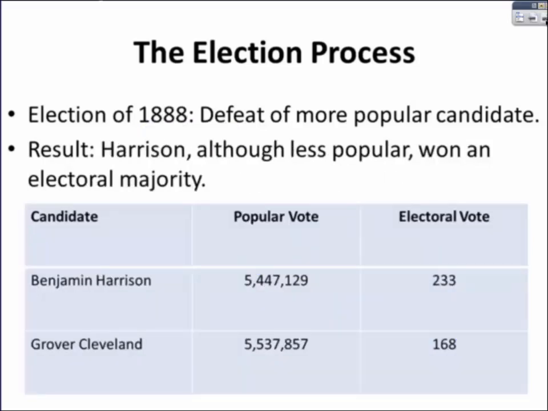In 1888, there is the defeat of a more popular candidate again. Benjamin Harrison, although having the less popular vote, won an electoral majority. So in this odd case, a little under 100,000 votes were cast in favor of Grover Cleveland over Benjamin Harrison in the popular vote, but Benjamin Harrison had clearly campaigned in more populated congressional districts, and therefore it added up to a clear electoral majority. This didn't even have a disputed electoral vote. It went clearly in the favor of Benjamin Harrison.